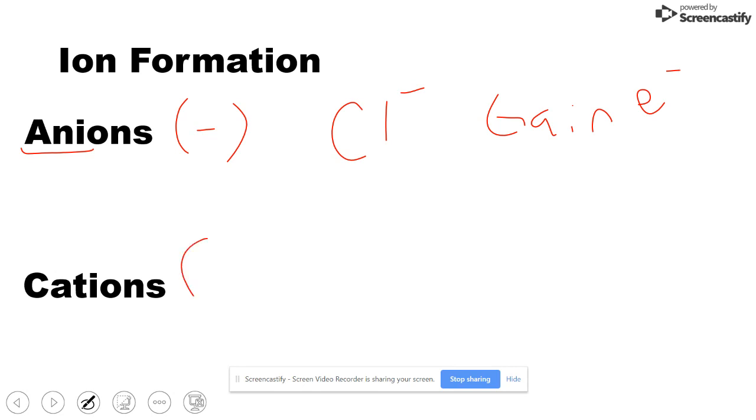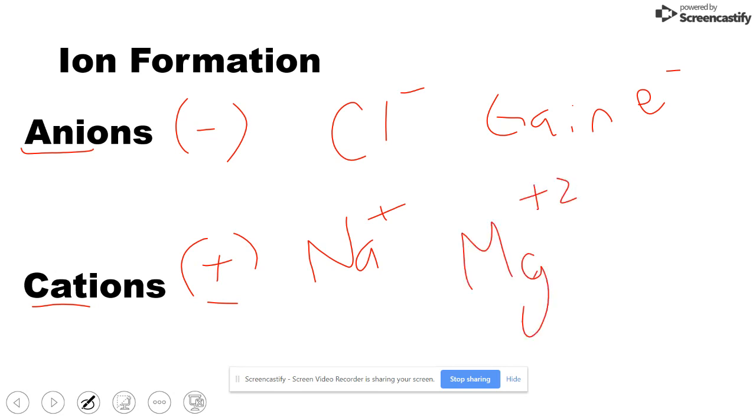In contrast, cations are positive, and one way to remember that is that cats have paws. So cat paws. This is going to occur when I give away an electron, so something like sodium. Sodium tends to give away an electron. When it loses that negative charge, it becomes positively charged. For every electron I give away, I'm going to become more and more positive. So something like magnesium, which gives away 2 electrons, is going to become Mg2+.